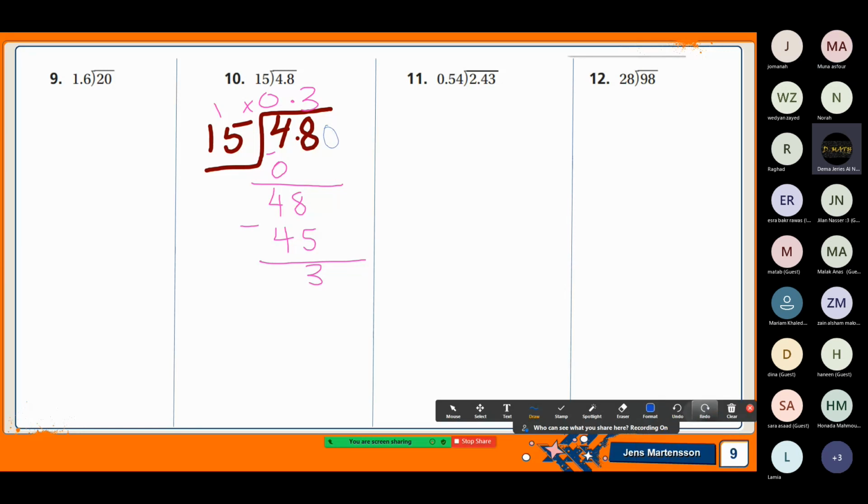Muna said that since there is a decimal point, there is no need to add it either up or down, because there is already a decimal. So you will add 0 only, then put it down. 30 divided by 15 is 2. 2 times 15 is 30. And the remainder now is 0. So the answer is 0.32.